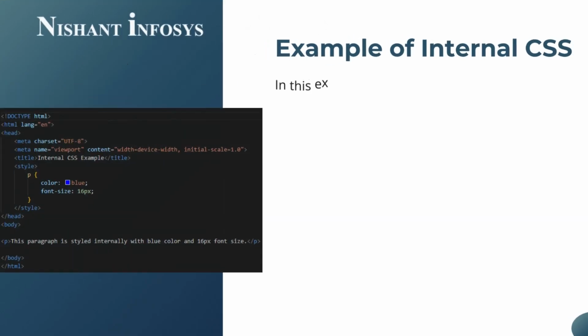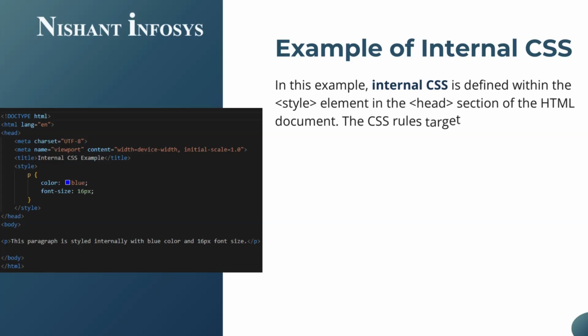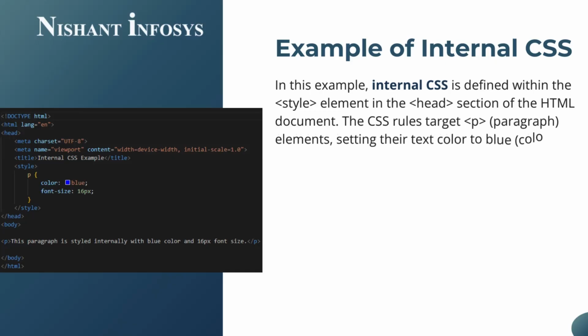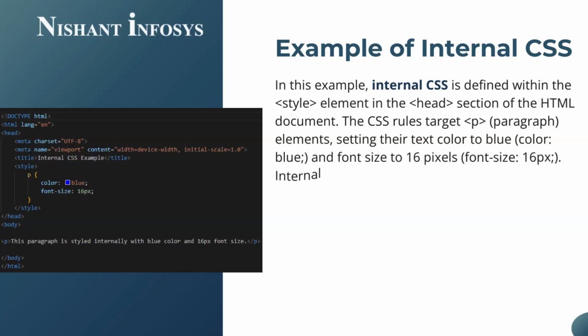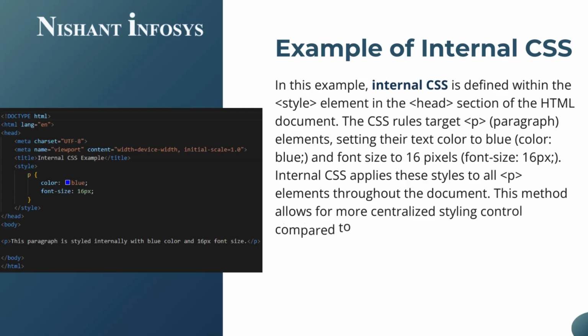Example of internal CSS. In this example, internal CSS is defined within the style element in the head section of the HTML document. The CSS rules target p, paragraph, elements, setting their text color to blue, color: blue, and font size to 16 pixels, font-size: 16px. Internal CSS applies these styles to all p elements throughout the document.